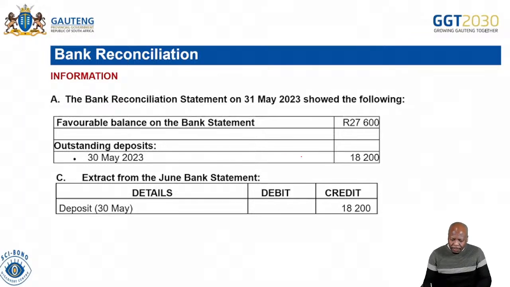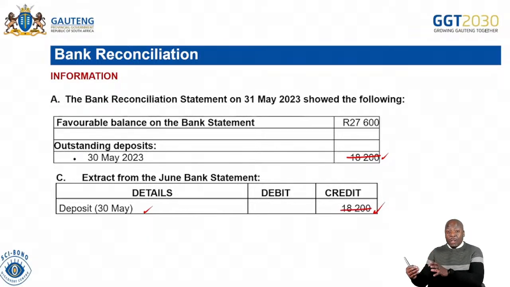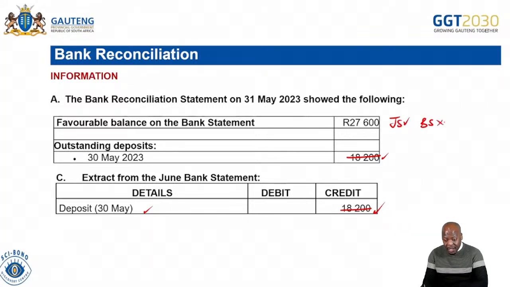We're now told, it's another one again, where we see that on the 30th of May, with an outstanding deposit of 18,200, but that deposit is now reflected on the June bank statement. Someone tell me, what do we do? Someone is already screaming, we do nothing. We simply take it. Someone says, let's cancel it. We cancel it to say we were looking for it because we had recorded it in the journals and it was not on the bank statement. Hence, we had put it in the BRS in the month of May.